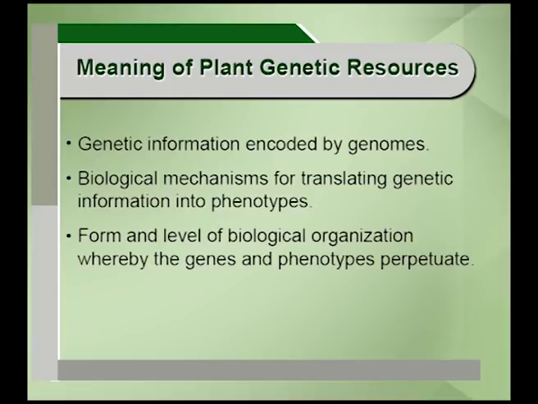The underlying meaning of plant genetic resources is the genetic information encoded by the genomes. It includes the biological mechanisms for translating that genetic information into phenotypes, and the form and level of biological organization whereby the genes and phenotypes perpetuate. When I say perpetuate, it means the reproducing organs, seeds, and so on. This, in a nutshell, is plant genetic resources: the genetic information that has to be used for the benefit, existence and survival of mankind, and that is why it is called resources. So plant genetic resources is a very important cornerstone in agriculture management.